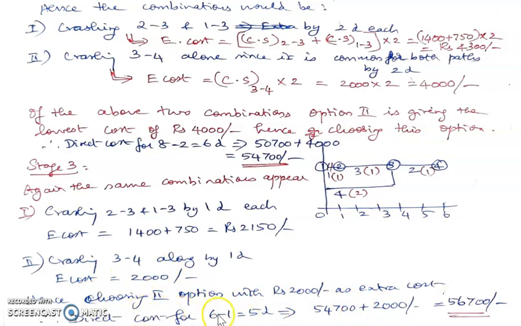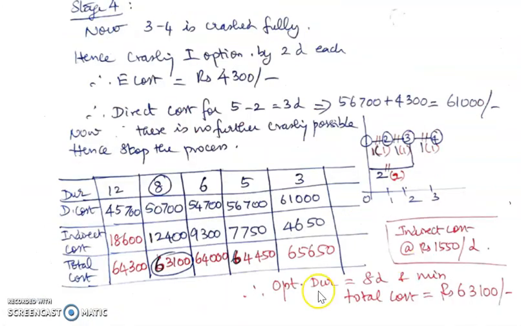So now 3, 4 has been completely exhausted, and the time of completion of the project is 5 days now. Therefore the direct cost for 5 days is direct cost for 6 days plus the extra cost of crashing by 1 day, which is 2000. Now it becomes 56,700.